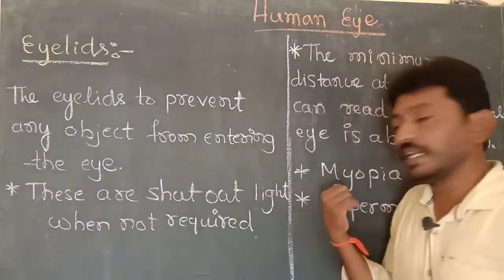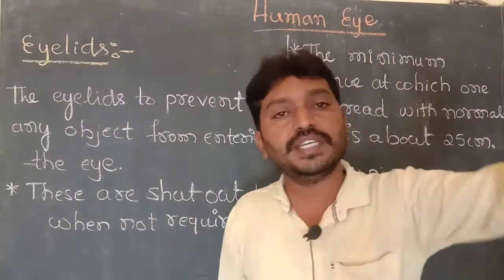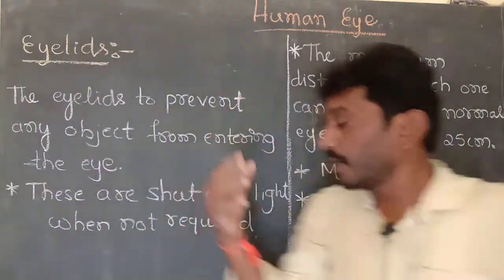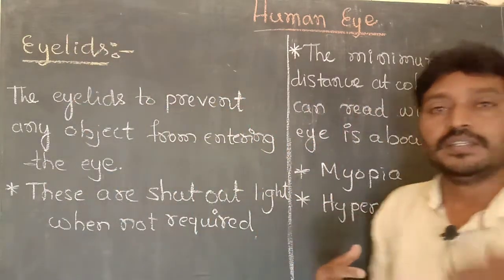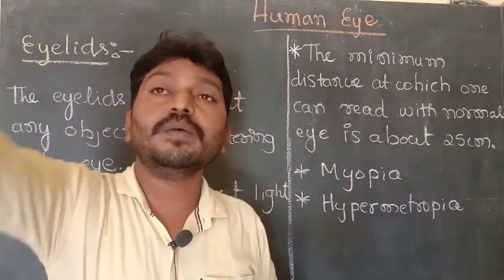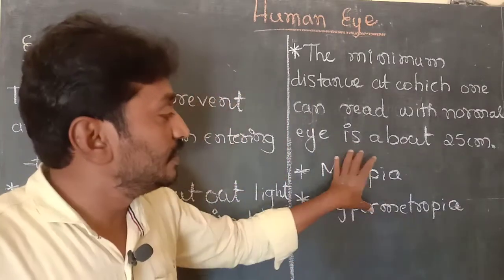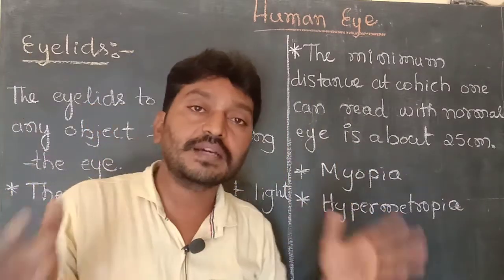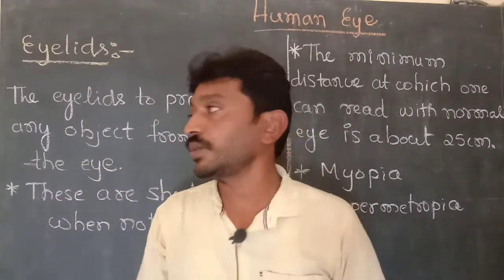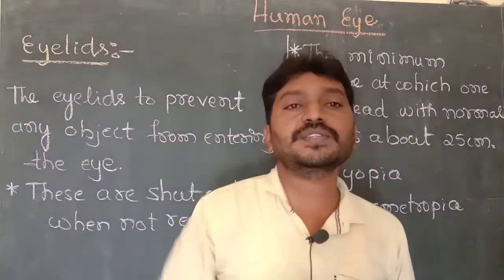So once again I repeat, myopia means the person is able to see near objects clearly but not far objects. And hypermetropia means the person is able to see far objects clearly but not near objects. These two defects we can correct by using suitable lenses. That concept we will discuss in the next session.